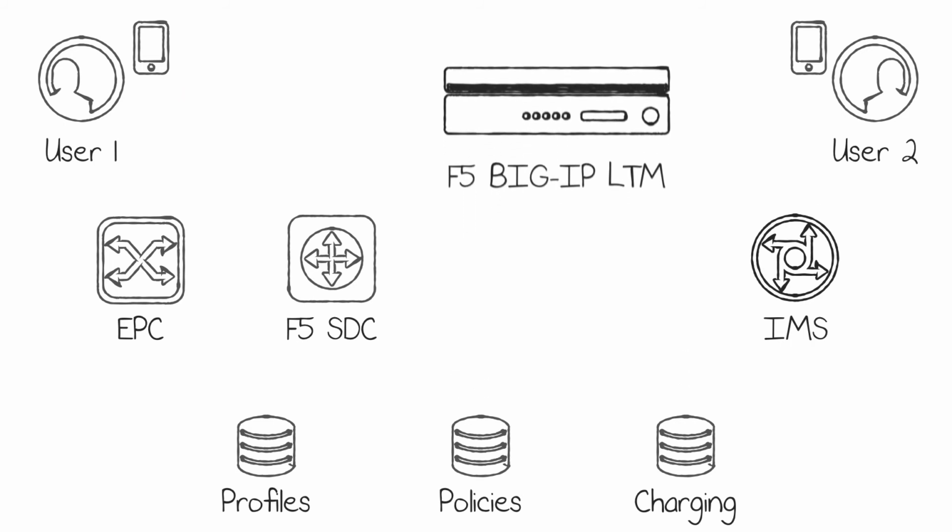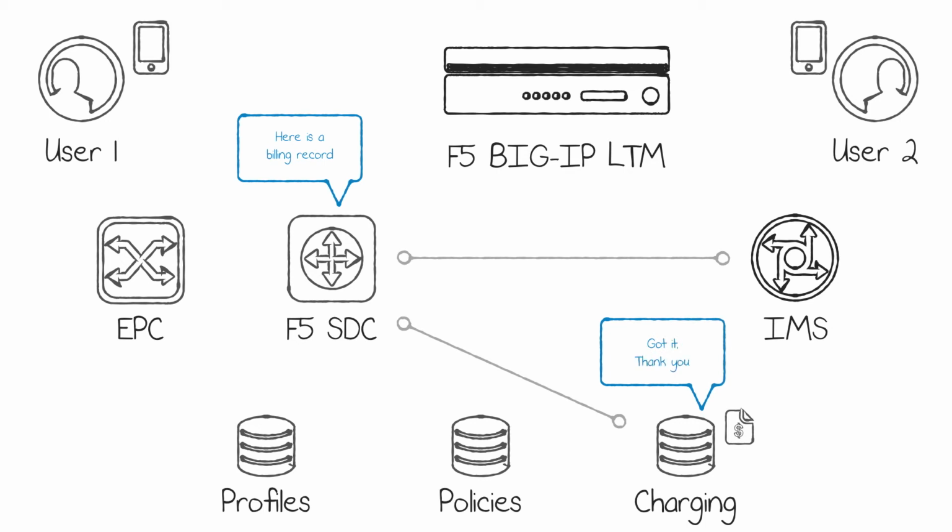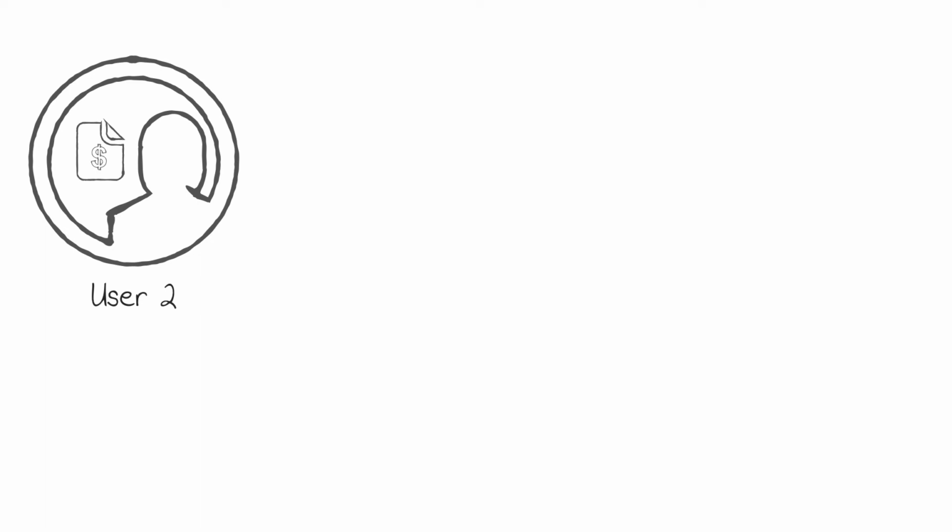The IMS system is going to send a Diameter message over to the SDC and say, basically, user 1 just had a billing event. And so the SDC is going to send the message to the charging system saying, here's a billing record for user 1 that contains the phone number, how long the call lasted, who they talked to. And the charging system will come back to the SDC, okay, got it, thank you. And the SDC will forward that message back to the IMS saying, acknowledged. User 2 also gets a billing record using the same methods we just described with user 1.